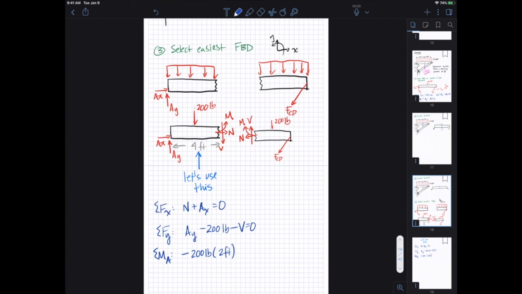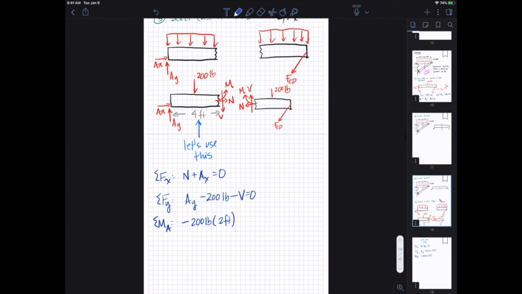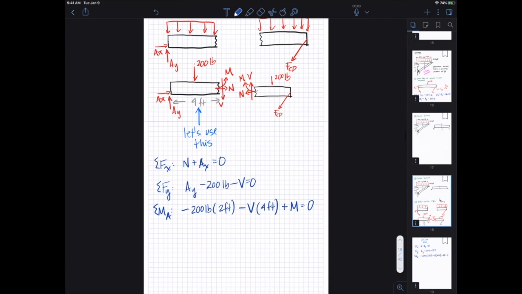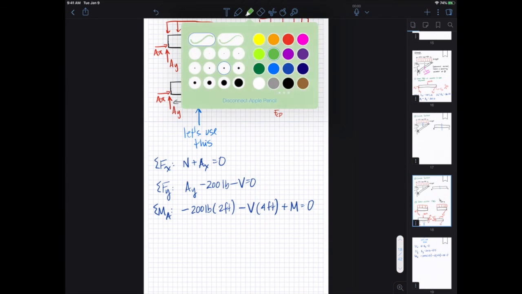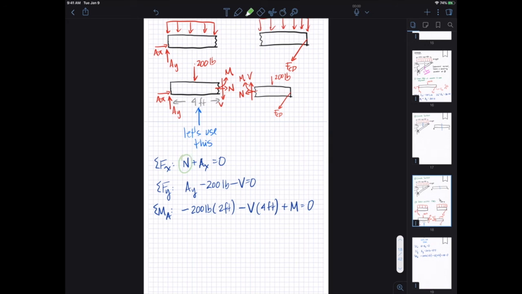All right, 200 pounds plus the shear is still going to contribute, and that's also generating clockwise spin, so that's minus V times 4 feet. And then plus M, which is in the positive counterclockwise direction. And so you can see here that with all of these, you can solve for N, you can solve for the shear, and then you can finally solve for M, right? And that's the way to determine what the internal forces are at B.